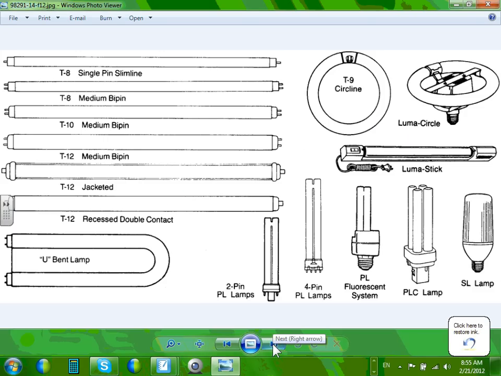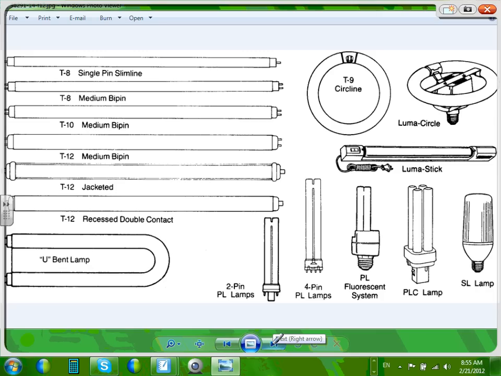Okay, here's what I would like you guys to pay attention to, because we are electrical designers. The most important thing I want to refer to is a single pin T8, or a two pin T8, right? These are the most common ones you're going to be encountering. T12 is no longer in business because of energy code. So that's a couple of fluorescent abbreviations.